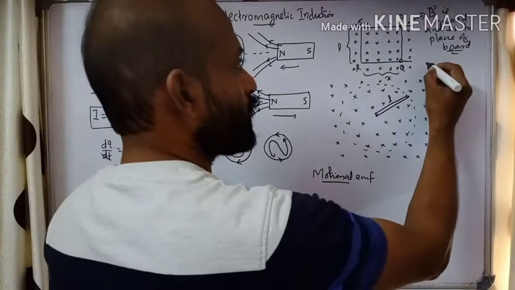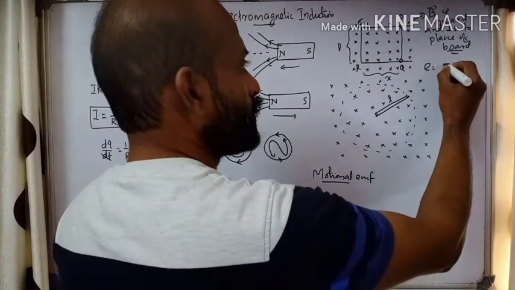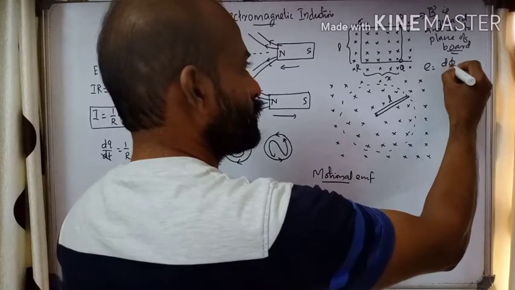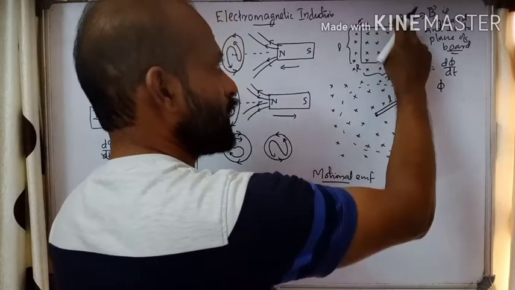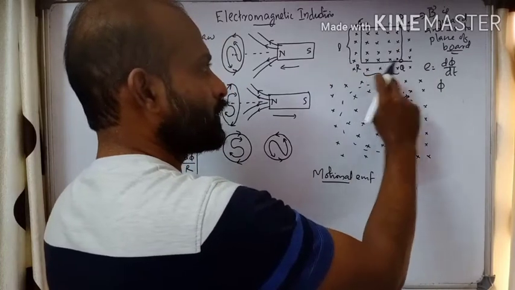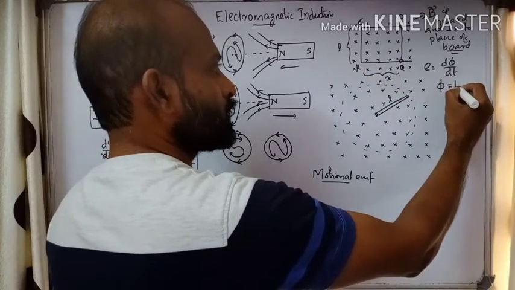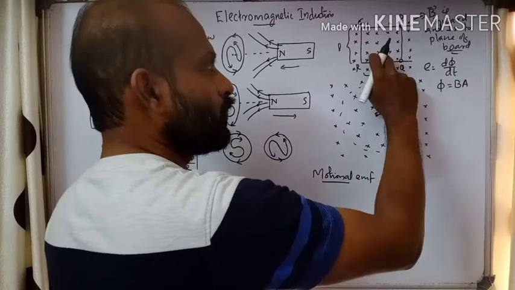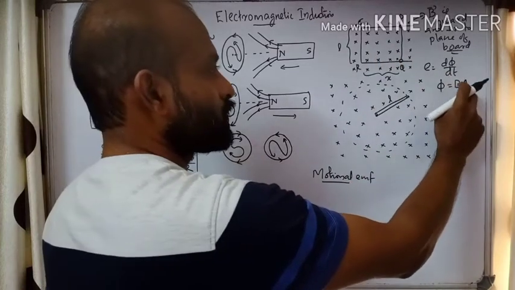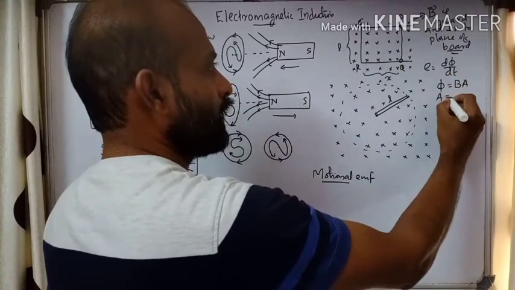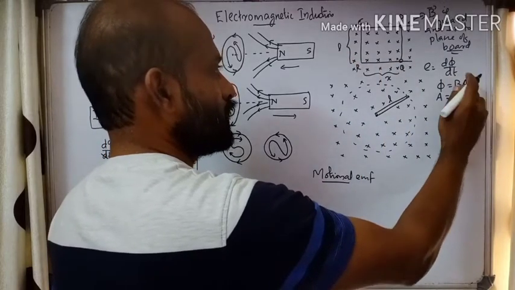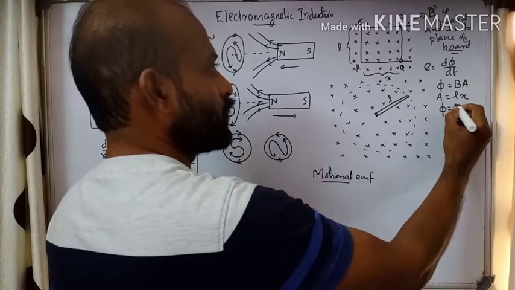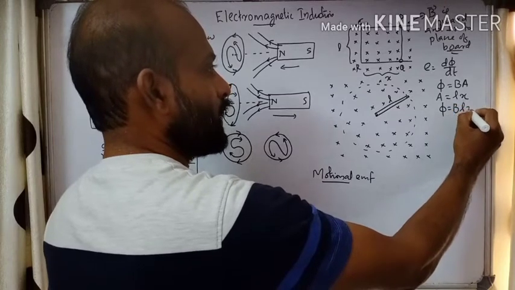What's the equation of induced EMF? The general equation is E equals d phi by dt. What is the flux? If this is the area, what is the area? Length into breadth, L into x. We have the equation of flux equal to B into A. We have a uniform magnetic field, so B into A is the flux. The area is equal to L into x. Substituting, you will get flux equal to B into L into x.